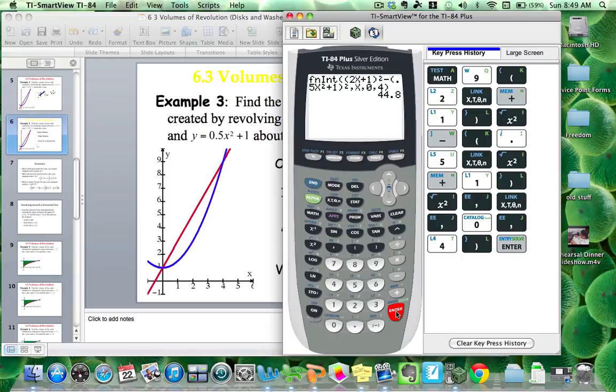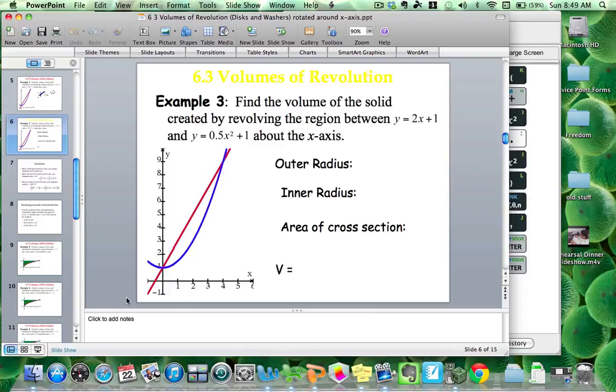and I get an answer of 44.8. Now remember, we did not put the pi in here, so you're going to have to throw pi at the end of your answer, 44.8 pi. If for some reason you need to write it as a fraction, you can go to math, and the very first thing is changing it to a fraction. So if you hit math, enter, enter, it'll change your answer to a fraction, 224 pi over 5. Okay.